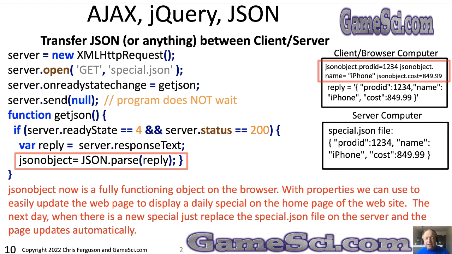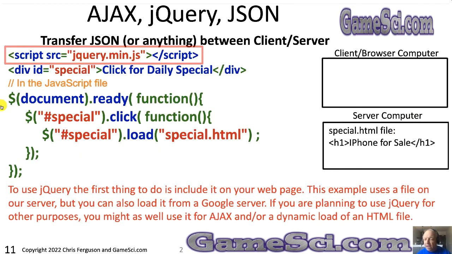The goal here is not to update the main web page HTML. I don't want to have to go edit my main web page every day. What I'd rather do is every day set up a new special file, send that across, and display the new special when it's ready. The previous example uses straight JavaScript and AJAX to send the request.